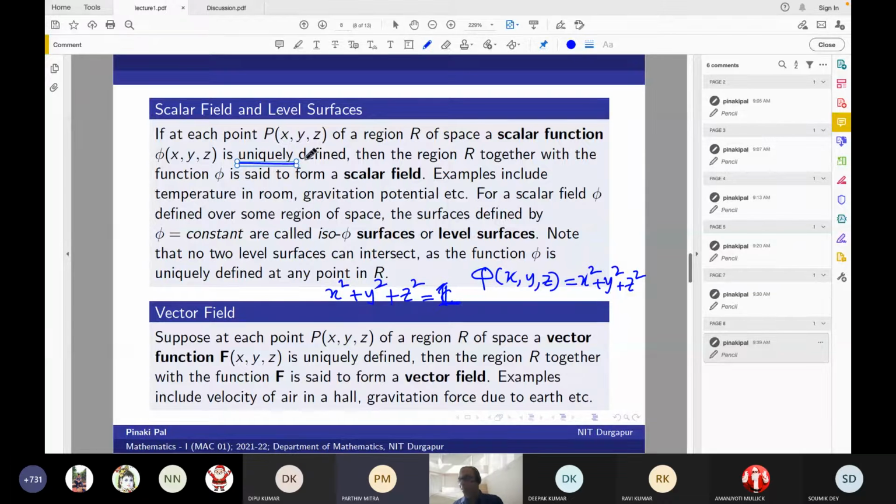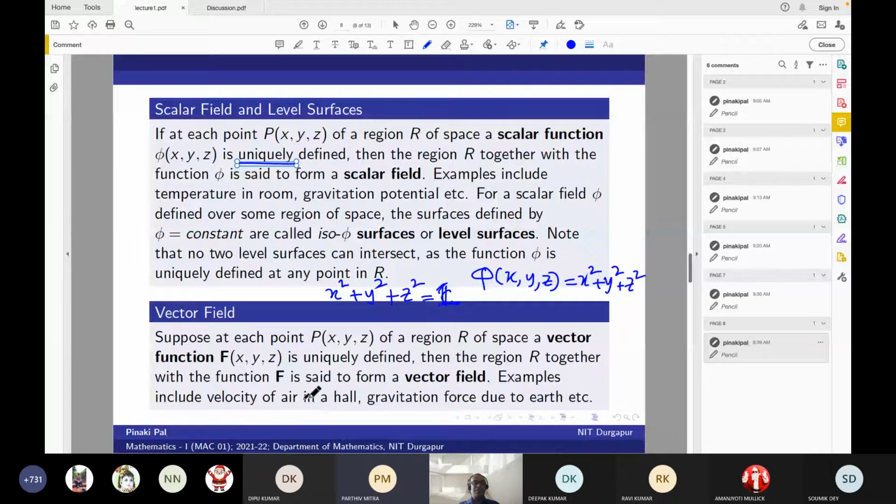So therefore, from the insertion of this important word, uniquely, in the definition, the intersection of two level surfaces is ruled out. So therefore, two level surfaces can never intersect. Okay, so this is an important point we have to remember.